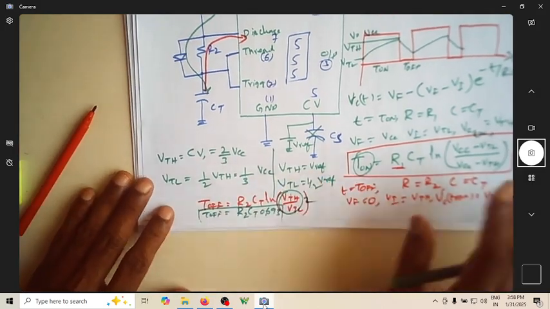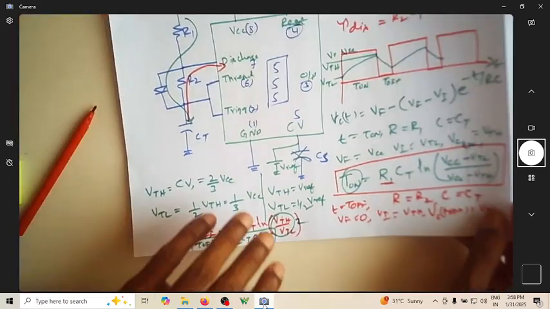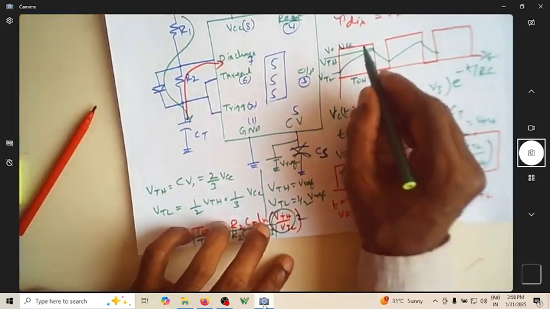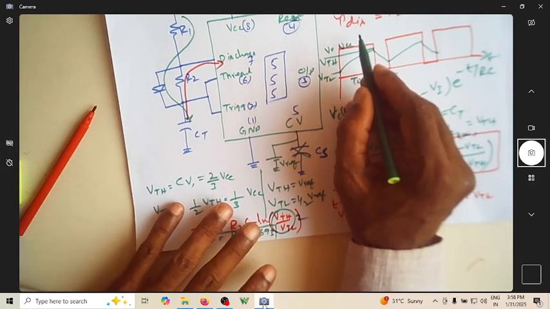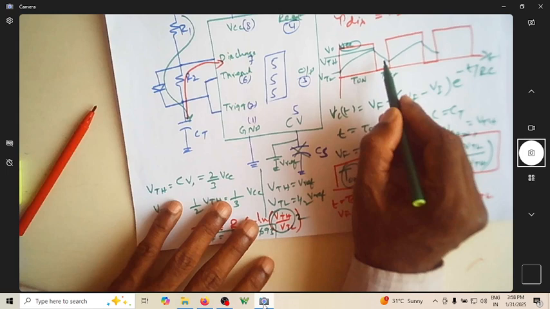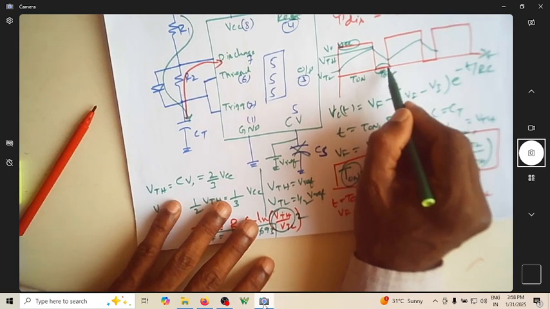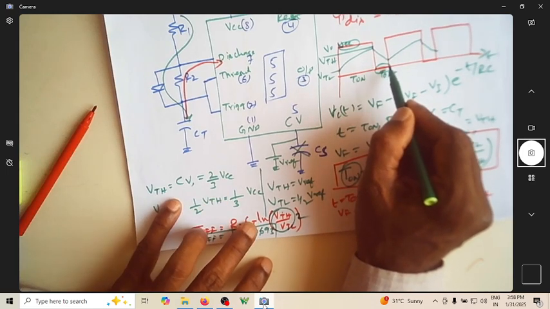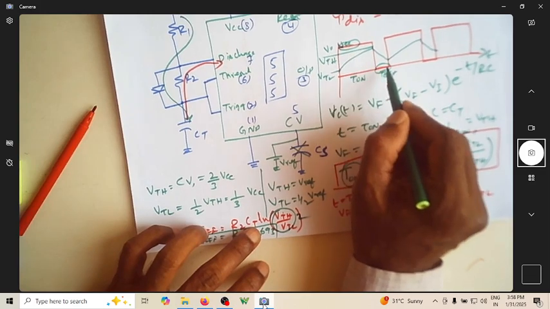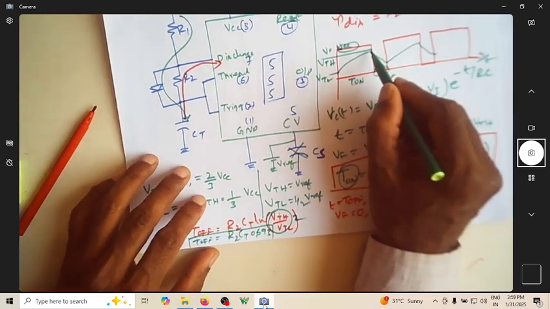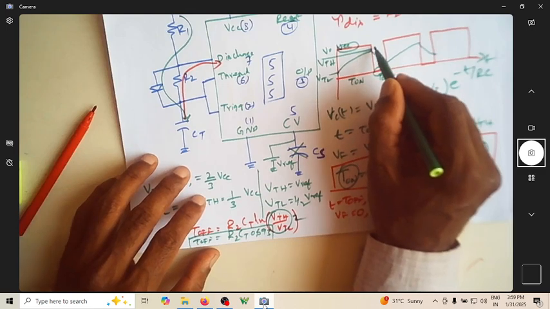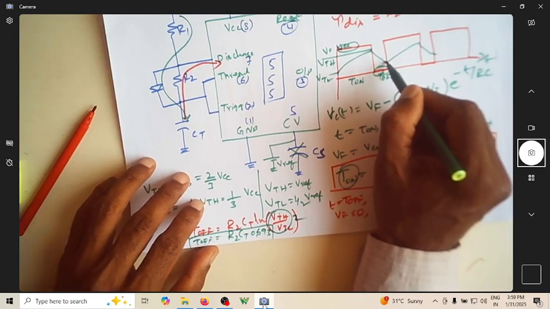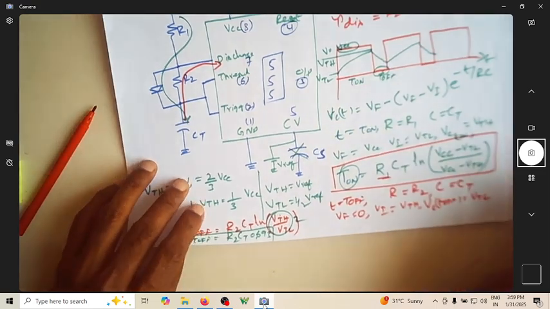Hope you got what I'm talking about. So this is called an astable multivibrator because the output voltage is neither stable in state 1 nor stable in state 0. So it keeps changing from 1 to 0, 0 to 1. As soon as the capacitor voltage exceeds VTH, it comes down. As soon as it goes below VTL, it again goes up.